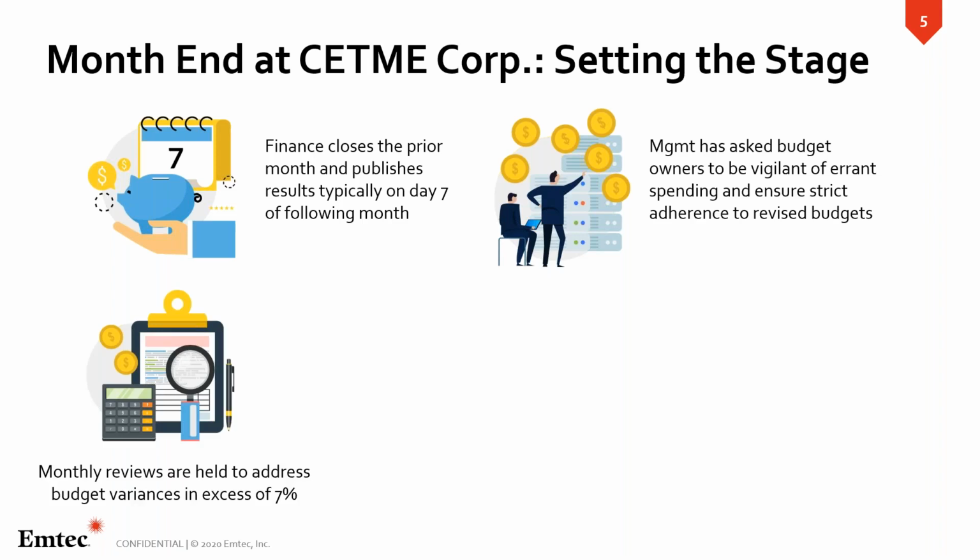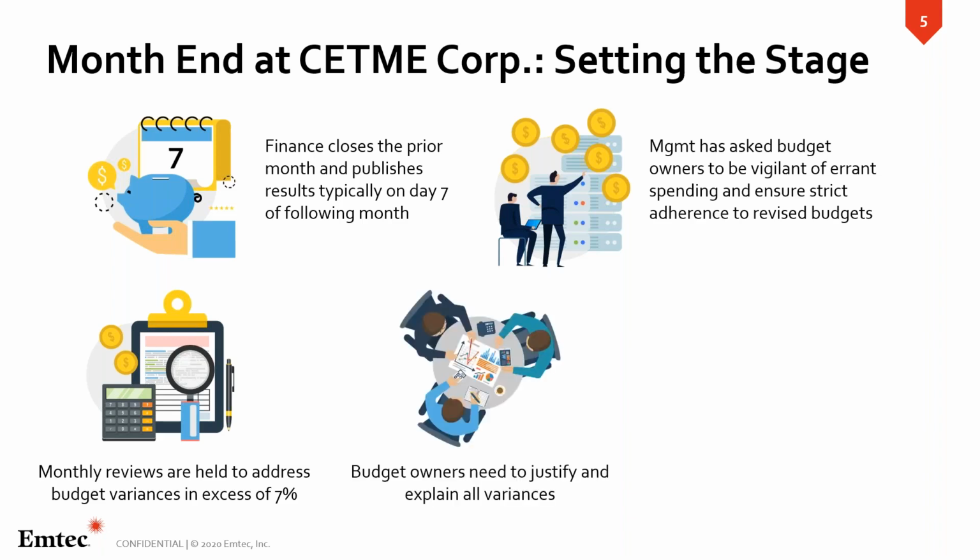And so to execute on that, monthly reviews are being held at this company, as they are, I'm sure, across the world, to address budget variances in excess of 7%. Now, the reality is we've seen that number flex from between 5% to 20% as we talk to our customers, as we talk to peers out in the field. But for the purpose of our demonstration, for this hypothetical scenario, we picked 7% as a middle of the road.